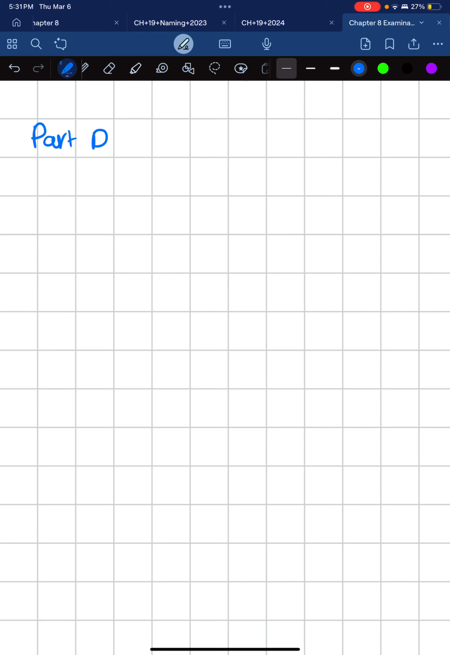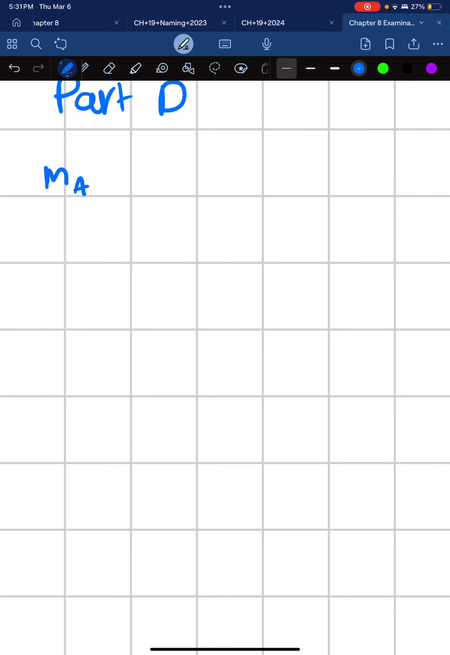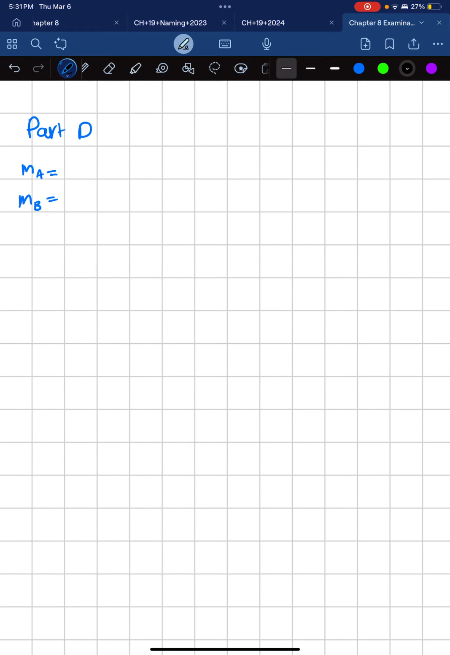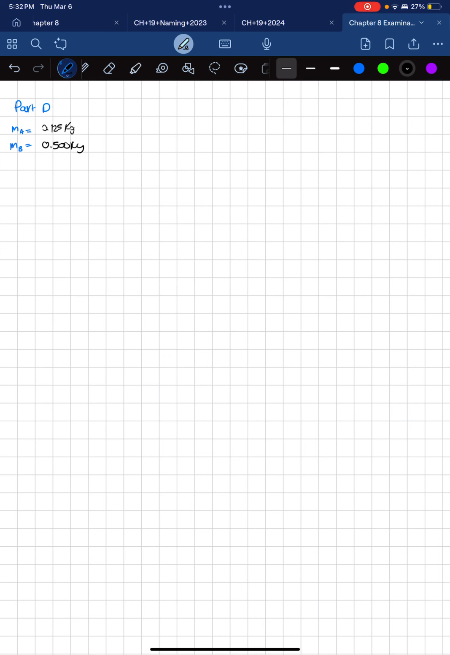Let's see. So for part D, they're giving us 3 glitters or 2 glitters. They're giving us direction. One has moved to the left. Okay, so let me write down what we know. We know the mass of the glitter A and the mass of the glitter B. So the mass of the glitter A was 0.25 kilograms. And the mass of the glitter B was 500 kilograms.